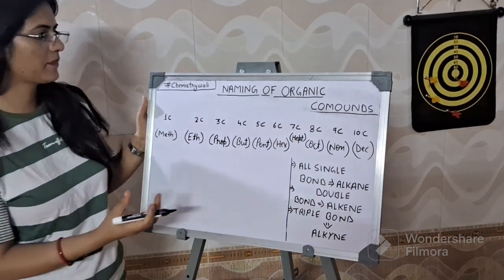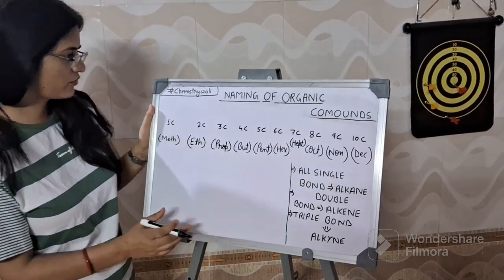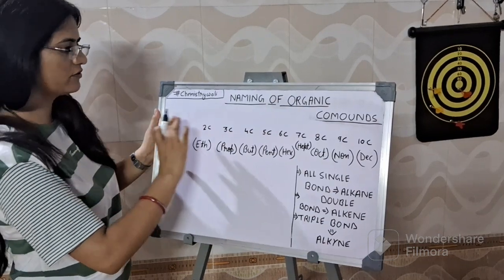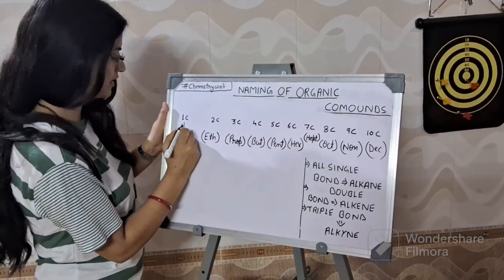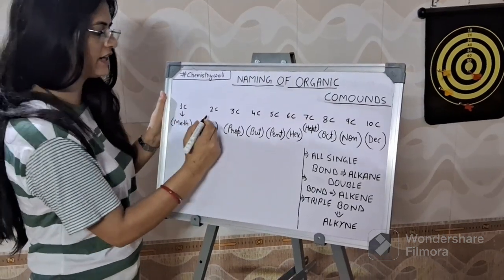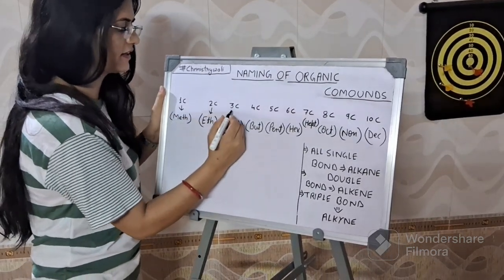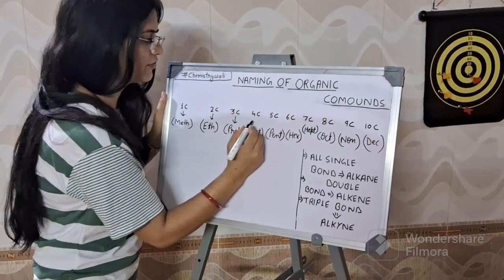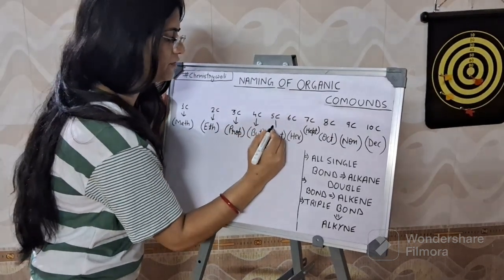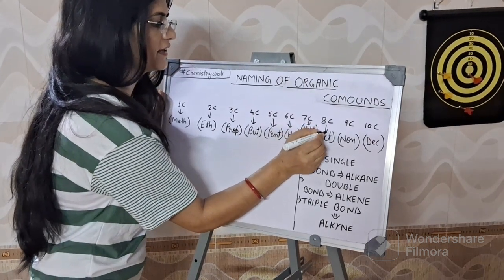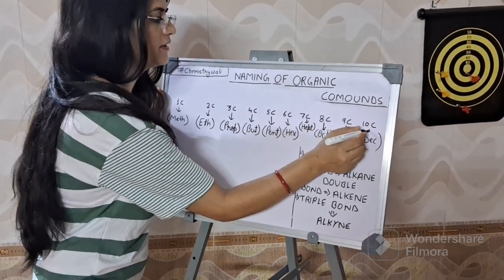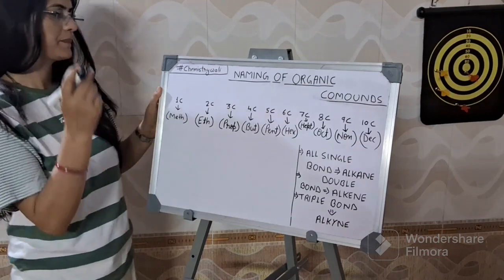Now, how to name organic compounds? First of all we have to learn one basic chart. The chart is about how we name the compound if 1 carbon is there, if 2 carbons are there, and the same for 3 carbon, 4 carbon, 5 carbon, 6 carbon, 7 carbon, 8 carbon, 9 carbon and 10 carbon.